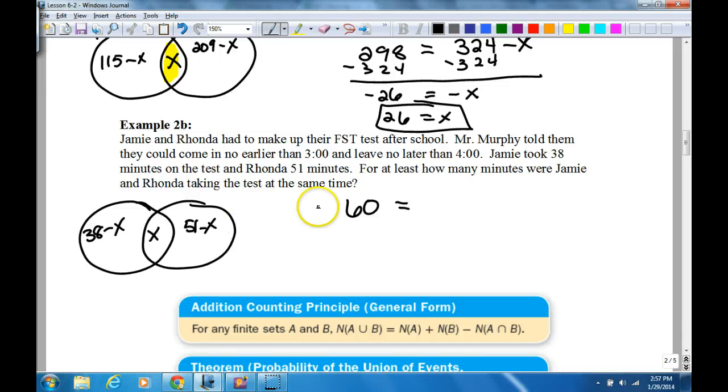So we're going to write this out just like we did last time. It'll be 38 minus x plus 51 minus x. Okay? So I have 60 equals 89 minus x.